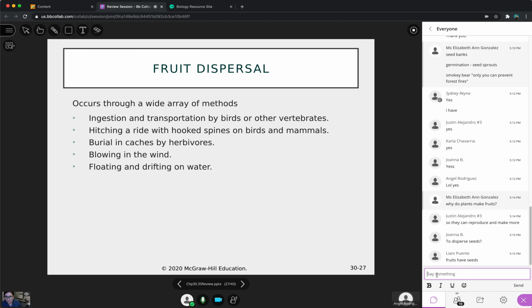So it's really interesting. And here they have other ways. Let's see. Hitching a ride with hooked spines on animals, burial in caches by herbivores, blowing in the wind, floating and drifting on water. So kind of cool. But that's the purpose of the fruits.